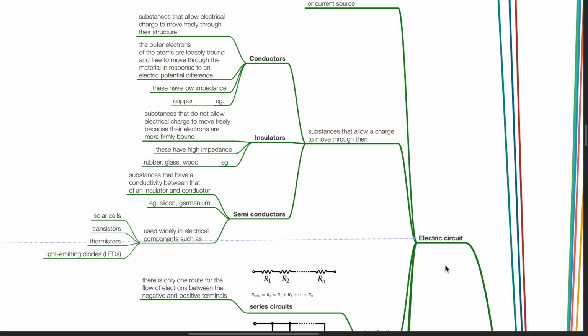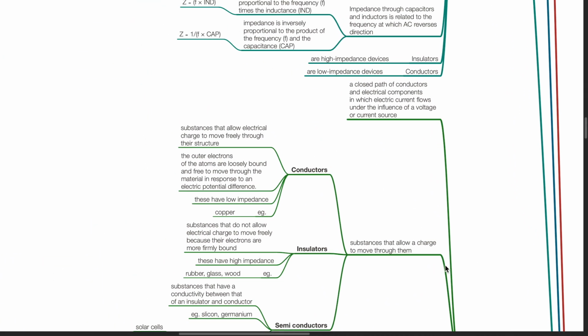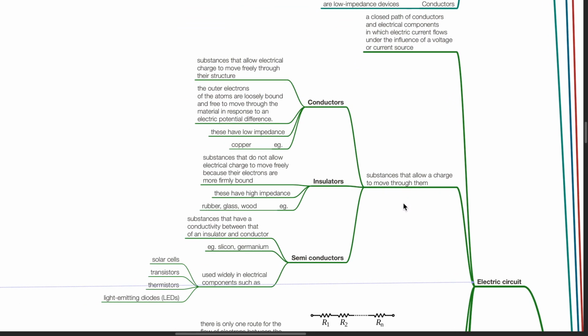Electric circuit. This is a closed path of conductors and electrical components in which electric current flows under the influence of a voltage or current source. Substances that allow a charge to move through them can be classified as conductors, insulators, and semiconductors. Conductors are substances that allow electrical charge to move freely through their structure. The outer electrons of the atoms are loosely bound and free to move through the material in response to an electrical potential difference. Conductors have low impedance. An example would be copper.